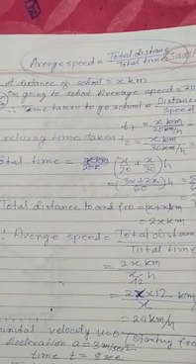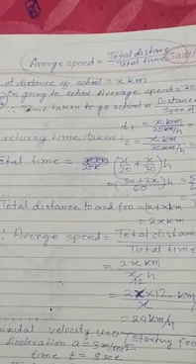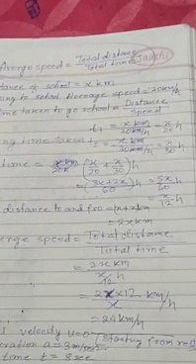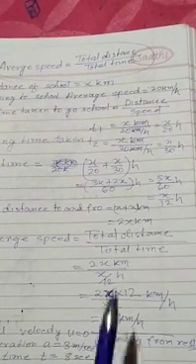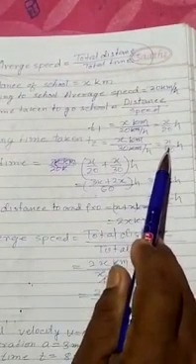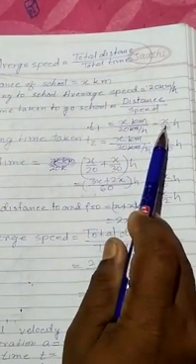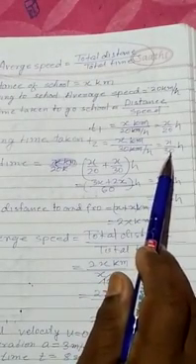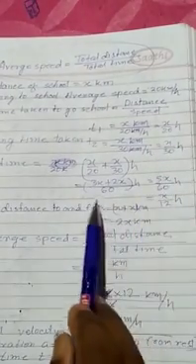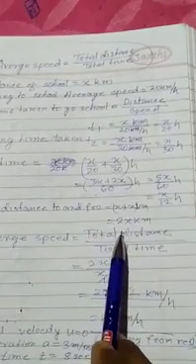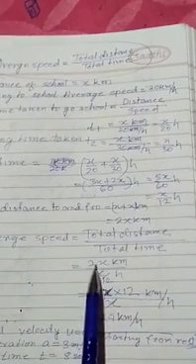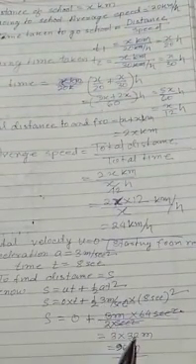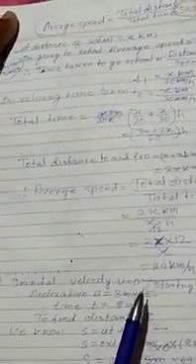To find the average speed, find the time for going. Time is distance divided by speed. For the second case, also distance divided by speed. In both cases, we find the time. In to-and-fro motion, this is on going and this is on returning. On going the speed is 20 km per hour and returning 30 km per hour. This is the total time taken. Total distance x plus x, total distance 2x. Ultimately we can find the average speed.